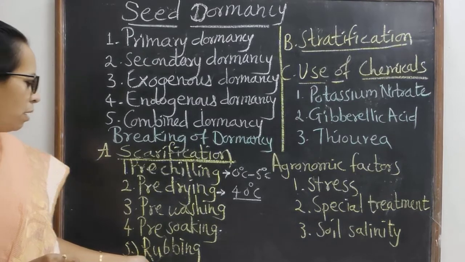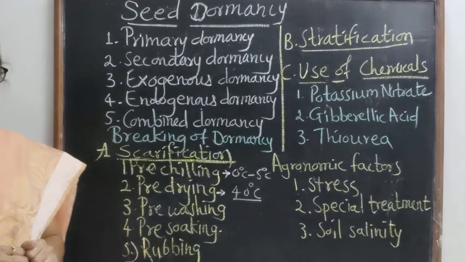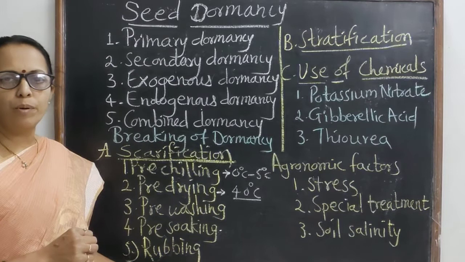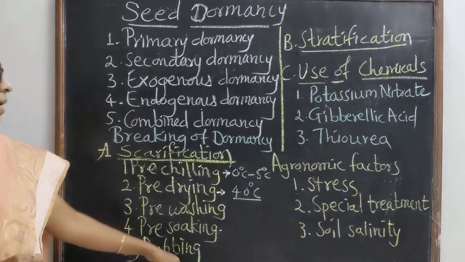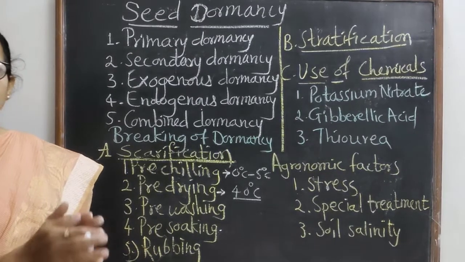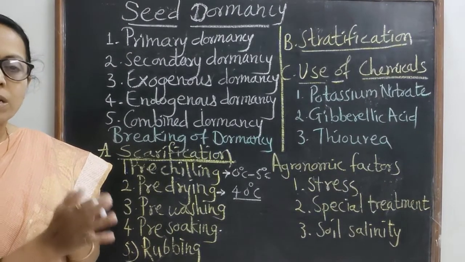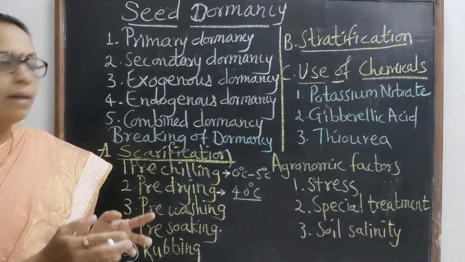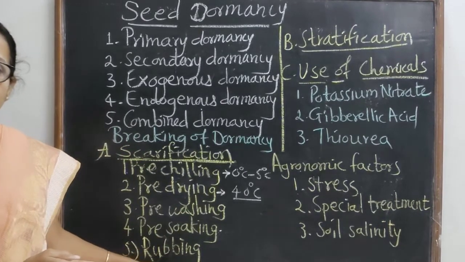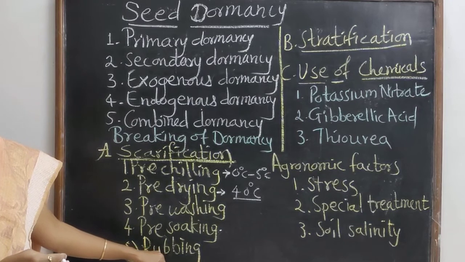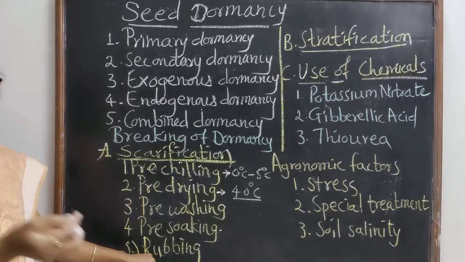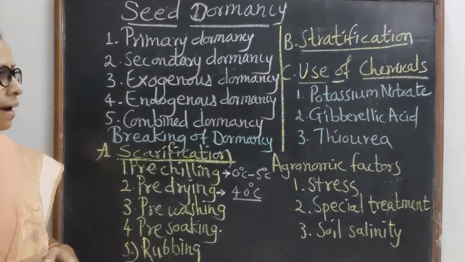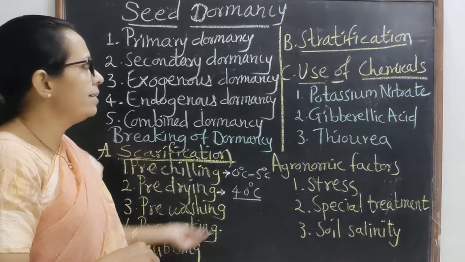Next, rubbing. Sometimes the seed coats are problematic. They are not permeable to water, and in this case you can go for rubbing those seed coats so that they will become permeable and water can enter them, which is the first important factor for germination. Usually in case of seeds like coriander, it is a common practice of rubbing the seeds.